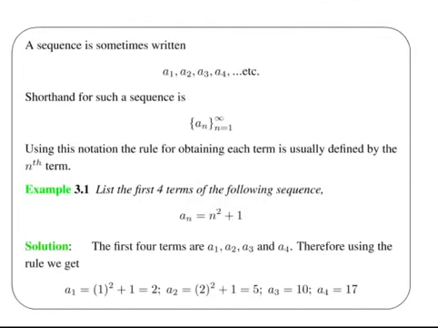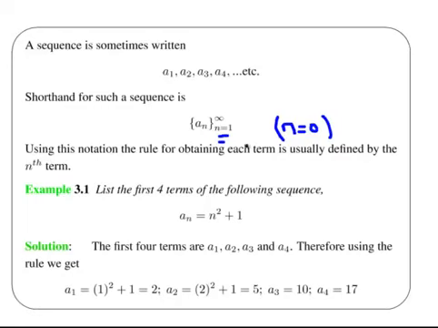Now you can write a sequence in terms of the component terms a1, a2, a3, a4, and so on. The shorthand we would use for this is the set of numbers a of n from n equals 1 to infinity. Just as a remark, depending on the context, sometimes it's useful to start at n equals 0. Now, most of the time I would be starting from n equals 1, but on some occasions it would be appropriate to start from n equals 0 and then 1, 2, 3.